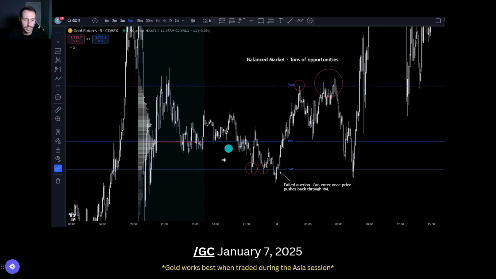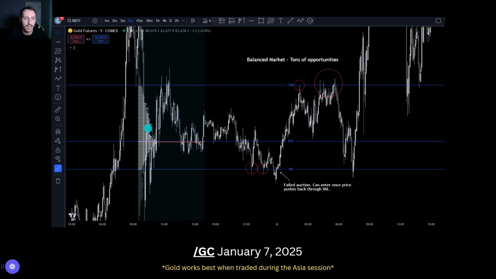Here's an example of a balanced market. We have a few bounces off the value low. We have a potential breakout here of the value low. We fail. So this is a failed auction. We move back into the value low, retest it, back to the value high. A bunch of rejections off the value high here. Value low bounce. So this is an example of a balanced market here, using these New York levels.